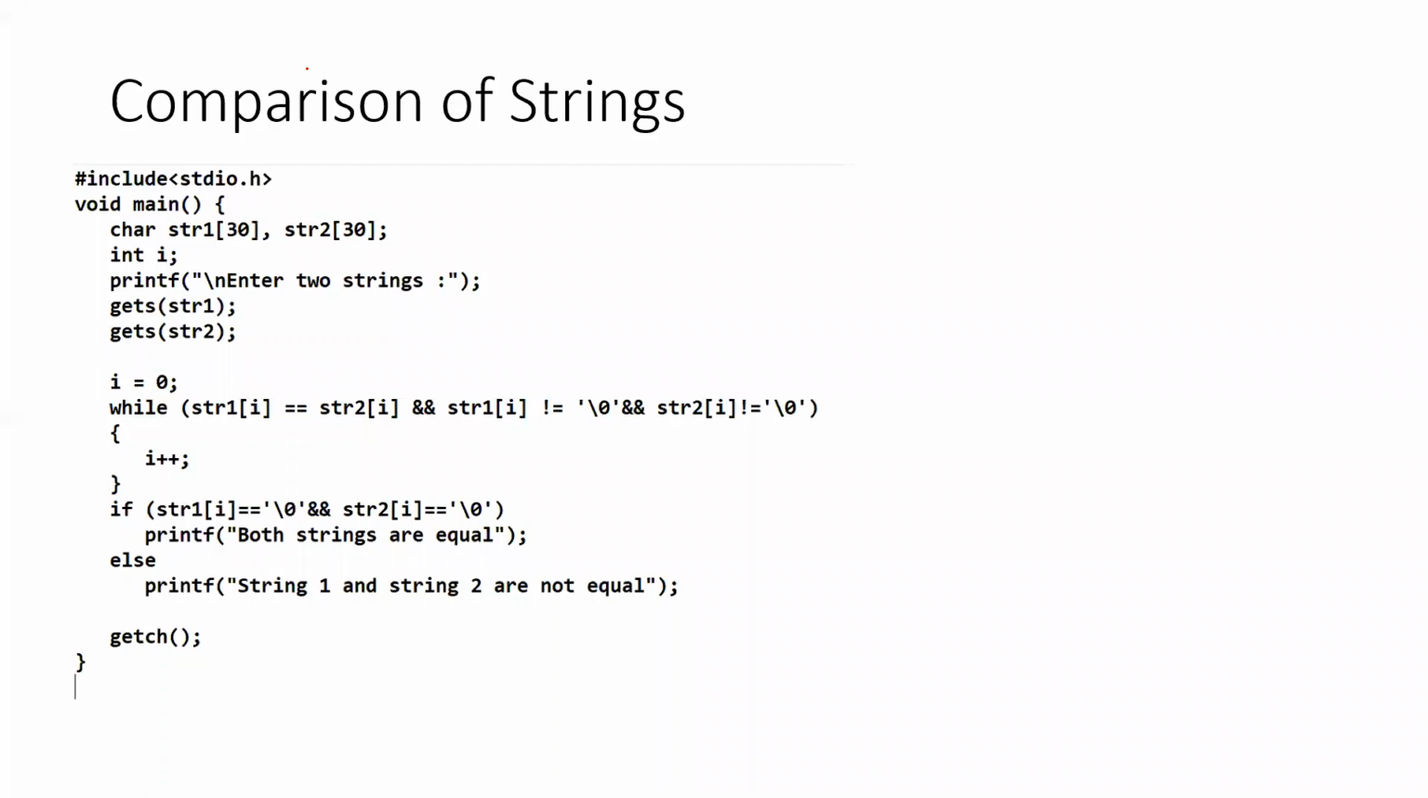So in all these programs I'm using gets instead of scanf. First string you will be accepting and second string you will be accepting, and using a while loop. As I told, in a while loop you can initialize the control variable before the while loop, mention the condition within the while loop, and then increment within the statements to be executed. If there is only one line you can skip the curly bracket, but still you can give the curly bracket. So if str1 of i equal to str2 of i.